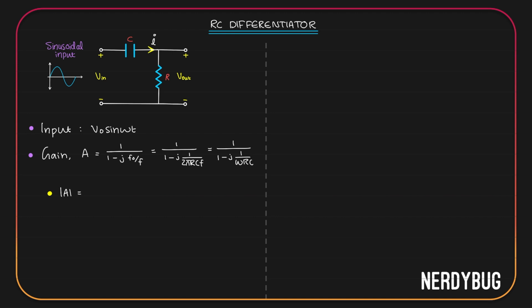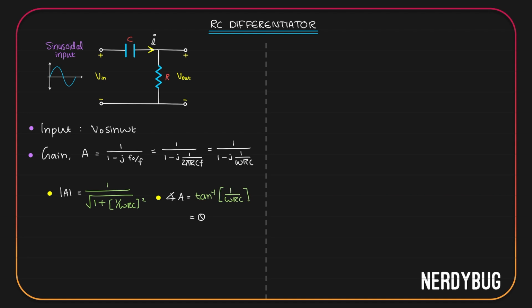Magnitude of the gain is going to be 1 by root of 1 plus 1 by omega RC squared. Phase is going to be tan inverse of 1 by omega RC. We saw all of these in the high pass filter section. Let's call the phase theta.